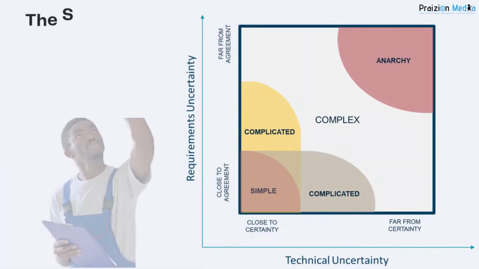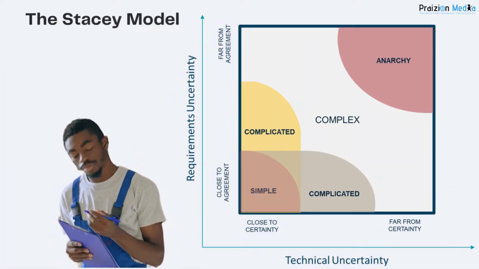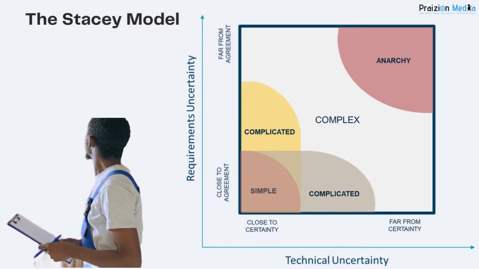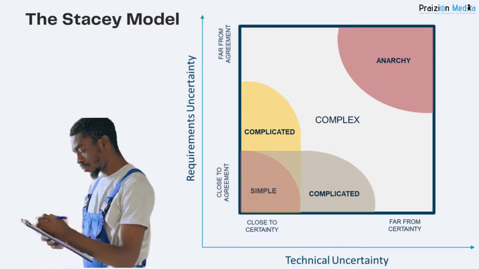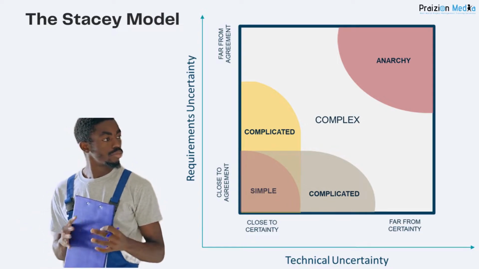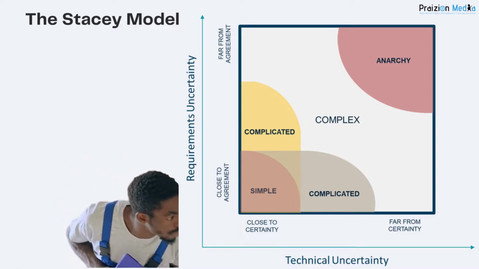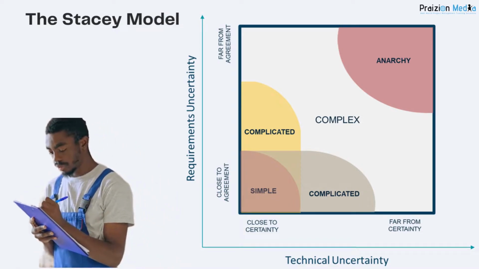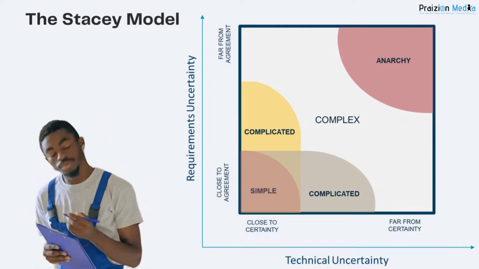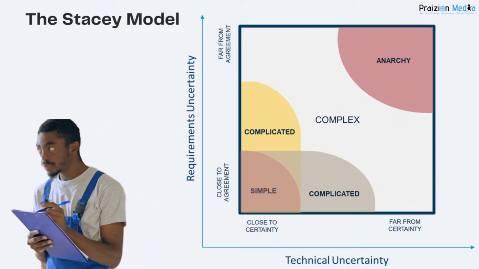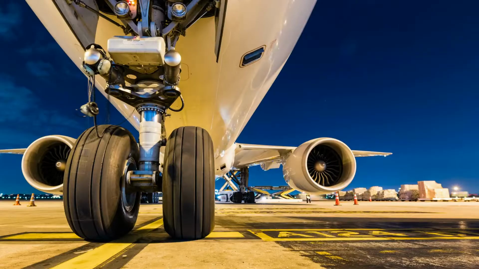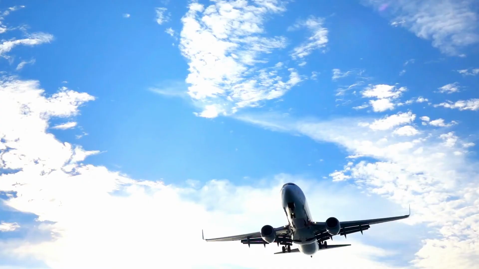Taking a look at the Stacey model crafted by Ralph Douglas Stacey, we can see that we have a simple zone. This is best for predictive projects, and a complex zone, which is best for agile projects where requirements uncertainty is significant and the technical uncertainty is significant. In other words, what we need to do is not as clear, and how we are going to do it is not clear either. So let's talk about predictive projects first of all.